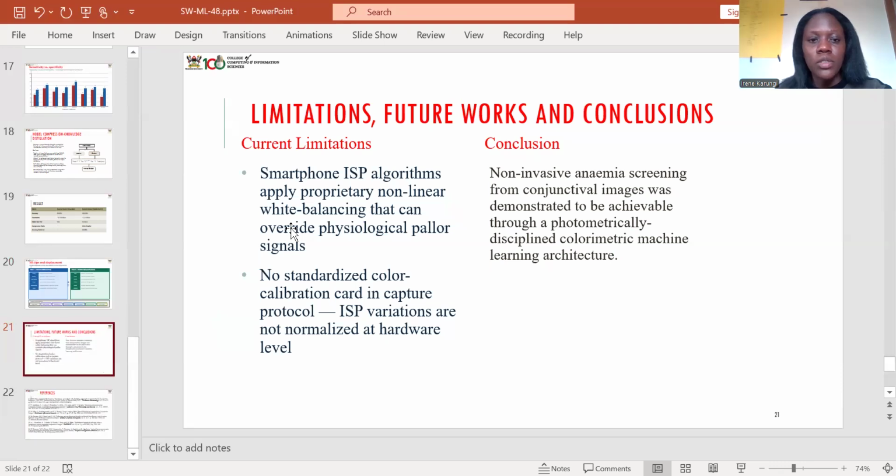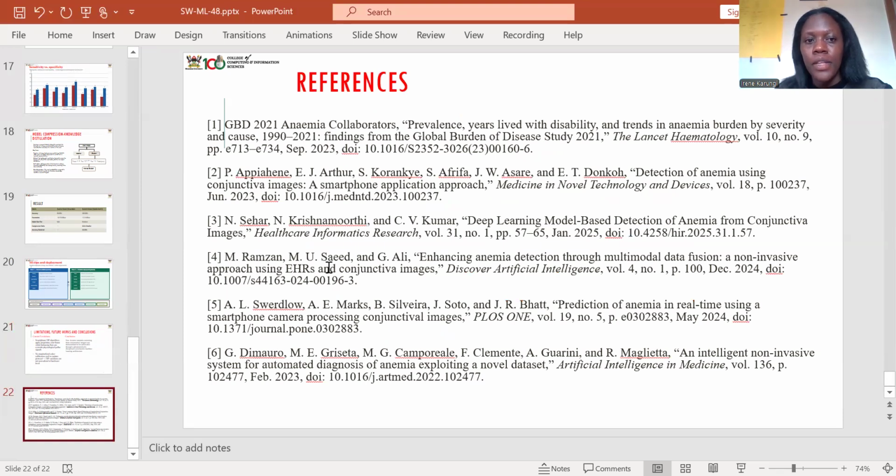At the current limitation, smartphone algorithms apply proprietary nonlinear white balancing that can override physiological color signals. Then our conclusion: non-invasive anemia screening from conjunctival images was demonstrated to be achievable through a photometrically disciplined colorimetric machine learning architecture. So these are some of the references that we got as we were doing our work.